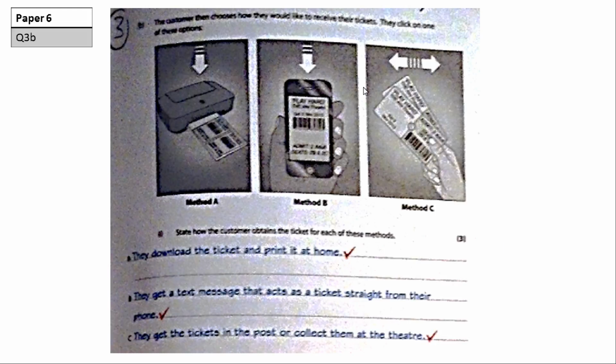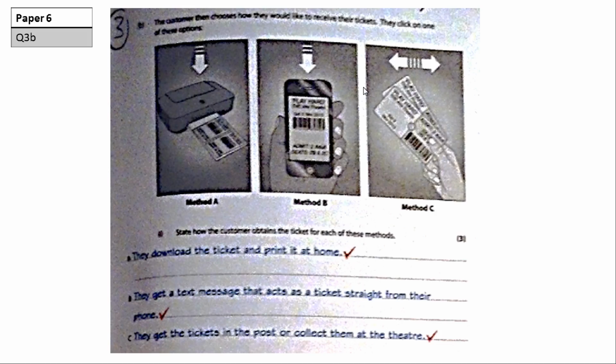So say how the customer obtains the ticket. Well, I've just said that. Sorry. Download the ticket, get a text about it, straight to their phone, and post. One disadvantage when you went to the customer using method B. So what is the advantage and disadvantage?